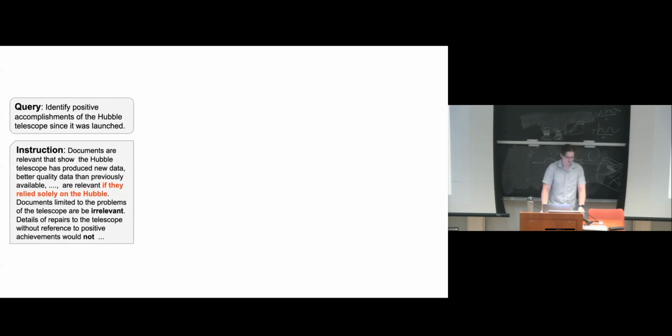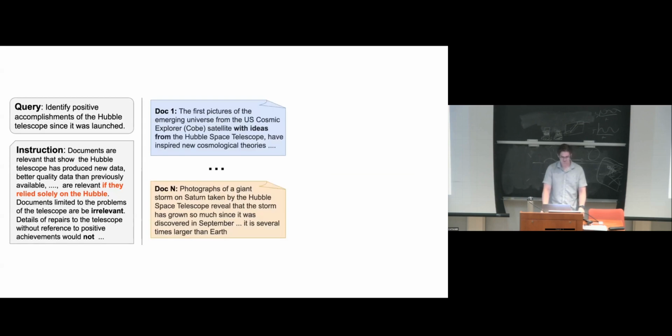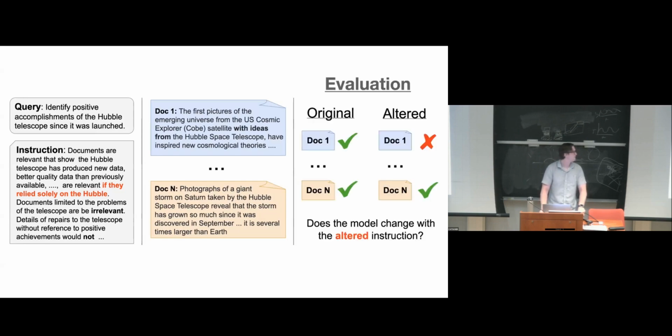Then we can go through all the documents that were relevant before. So here's document 1 through N. Document 1 here has ideas from both the Hubble and the Cosmic Explorer, so you can see it doesn't rely solely on the Hubble. Then we're going to take the original instruction and the changed instruction and see if the model changes its definition of relevance based on that. So it should be relevant in the first case, and it shouldn't be relevant in the second case. Does that answer your question?